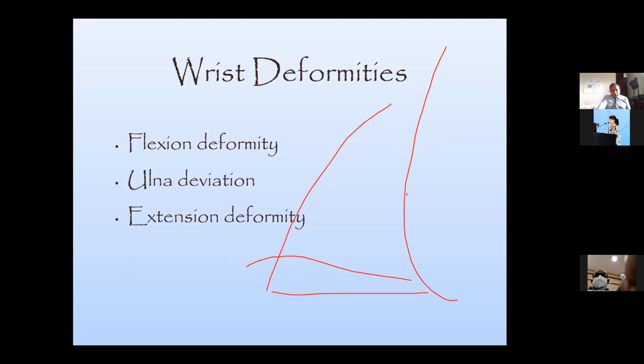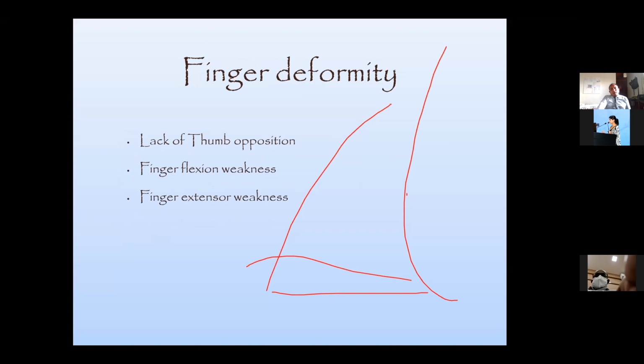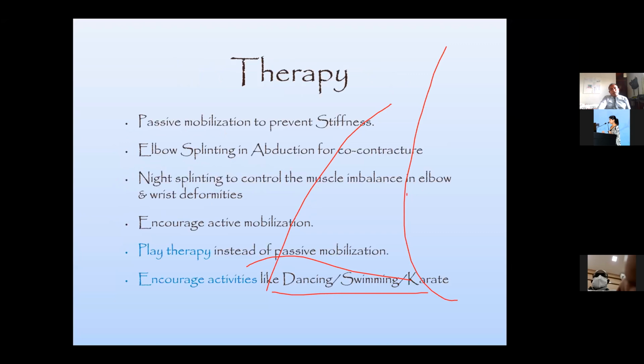For these deformities, we sometimes also need surgery, like tendon transfer, sometimes fusion, and the Sever-L'Episcopo procedure. Finger deformities can also be helped with surgeries like opponensplasty and side-to-side transfers.